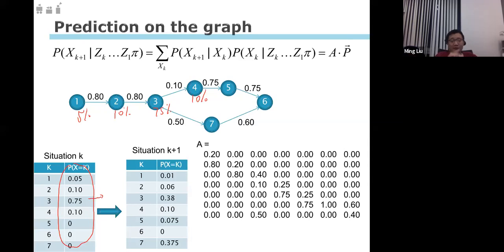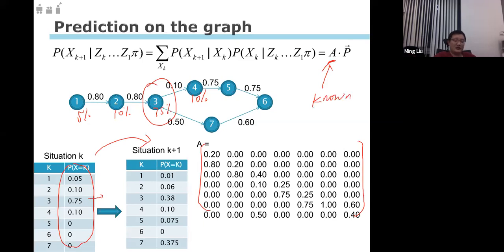So later we will use a similar model. This one is easier. I'm quite likely to be here, 75% chance. So how can we do the prediction over the graph? What will be my next state? Then I want to use the transition matrix. Assume that you know this transition matrix. If you know this A already, this is known.